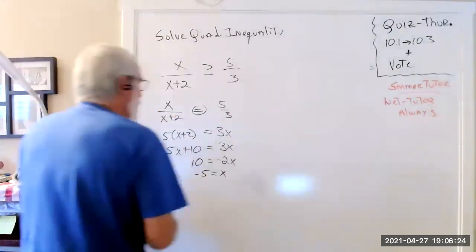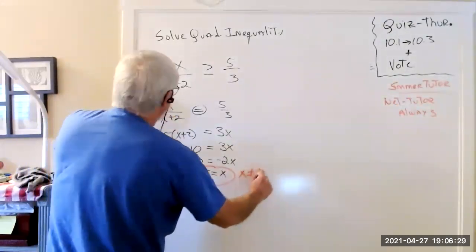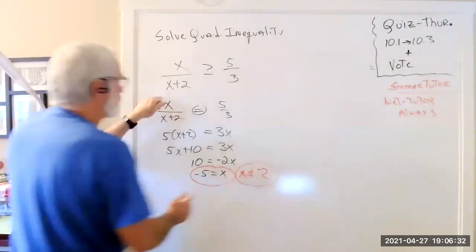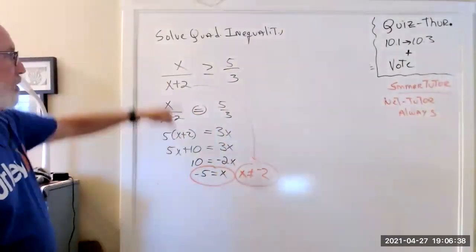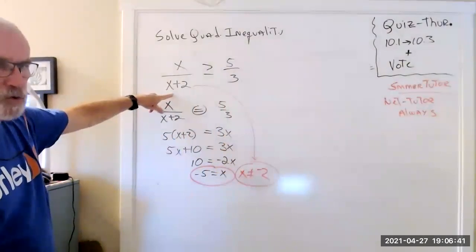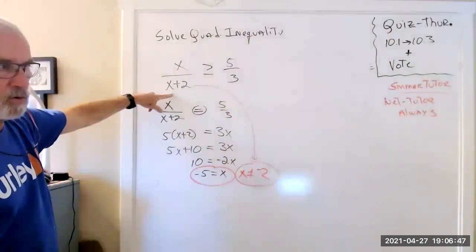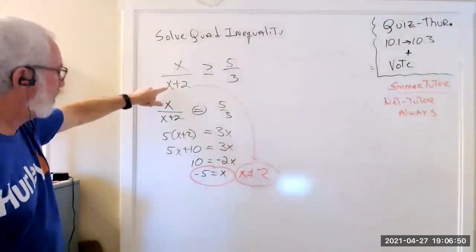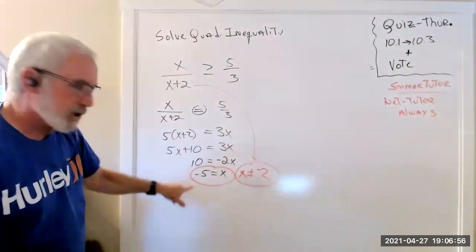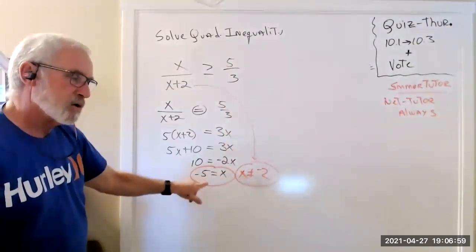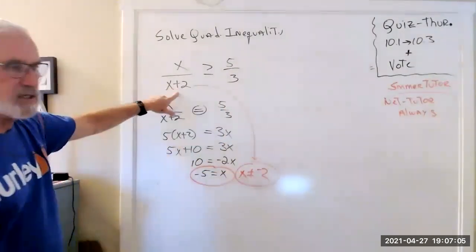This is a critical value, but you know what else is a critical value? X can't equal negative 2. That's also a critical value because of the restriction. Remember, when there's a fraction, there's a restriction. The denominator can never equal 0. So x can't equal -2. Those are two critical values: here's the critical value we solved for, -5, and here's the critical value that was implied because of the denominator.